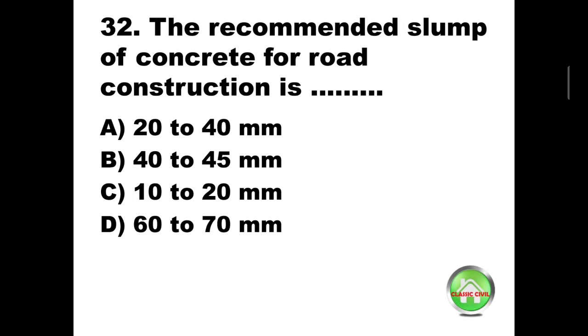Question number 32. The recommended slump of concrete for road construction is dash. Option A, 20 to 40 mm. Option B, 40 to 45 mm. Option C, 10 to 20 mm. Option D, 60 to 70 mm. Answer is option A, 20 to 40 mm.